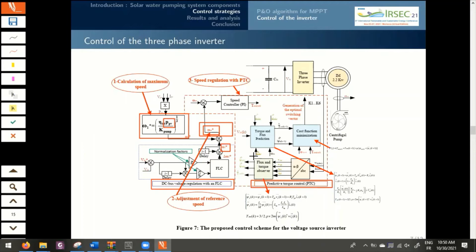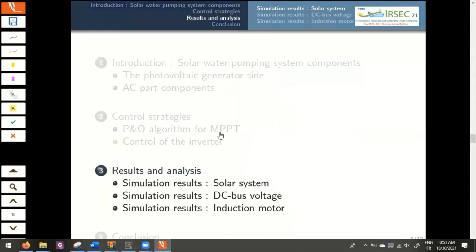The predictive torque controller consists of three blocks. The observer block estimates the torque and the flux. The prediction block predicts the behavior of the torque and the stator flux. These variables will be used to construct a cost function in the minimization block. The constructed cost function is minimized with an optimization algorithm to provide the optimal switching action of the inverter.